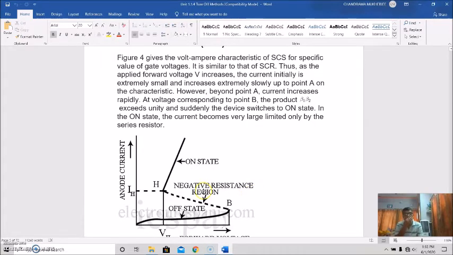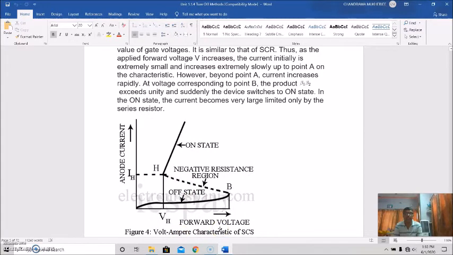Similar to that of the SCR, as the applied forward voltage increases, the current initially is extremely small and increases extremely slowly up to this point. Beyond this point, current increases rapidly, and at a forward voltage corresponding to this point P, the product beta 1 and beta 2 exceeds unity, and suddenly the device switches onto the on state.